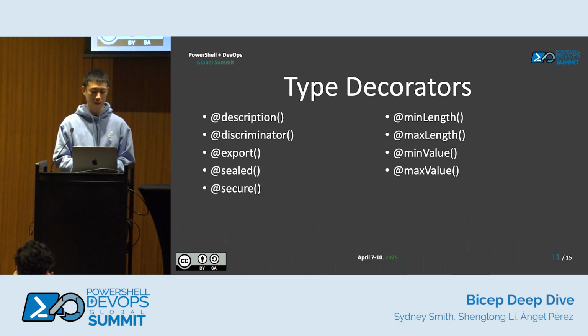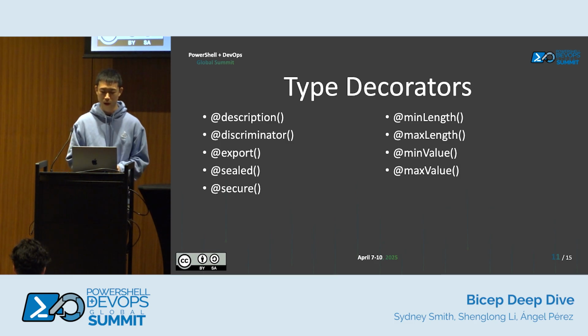Sealed marks an object as sealed so that you're limiting the object to the properties that you defined, with no extra allowed. Secure is used to mark a string or object as sensitive. This is really used for a password or a token.